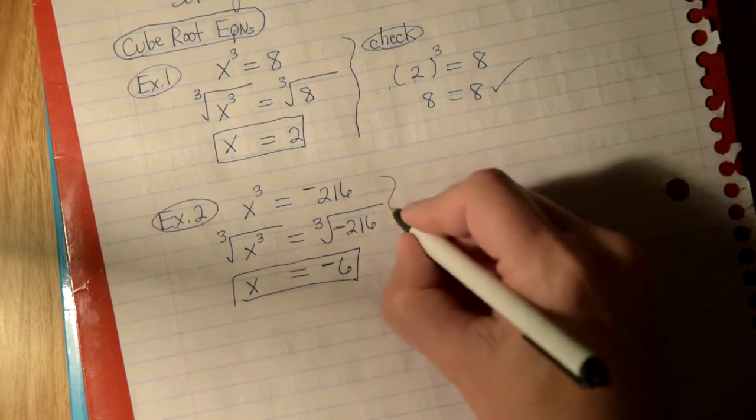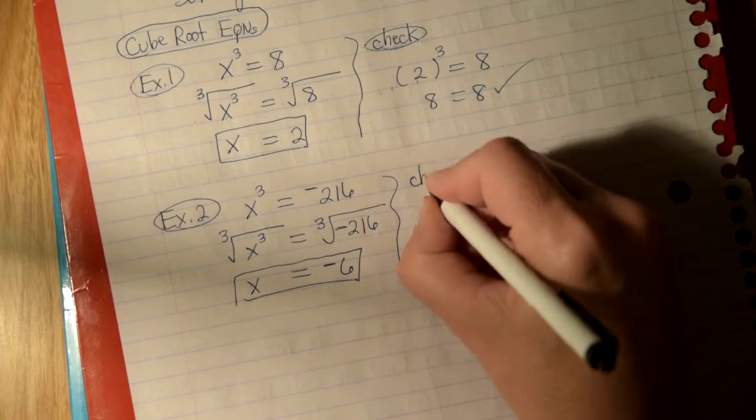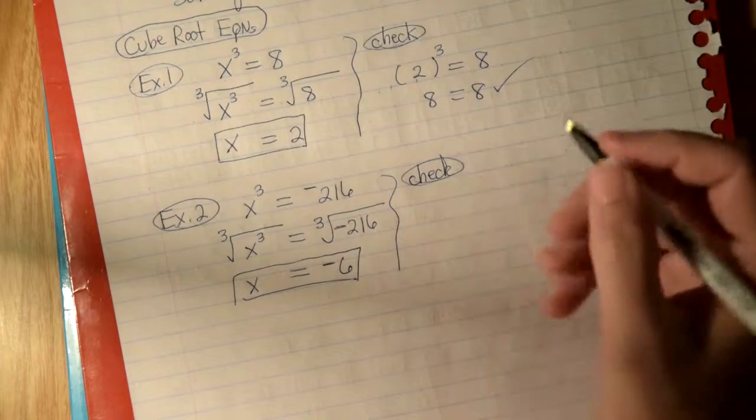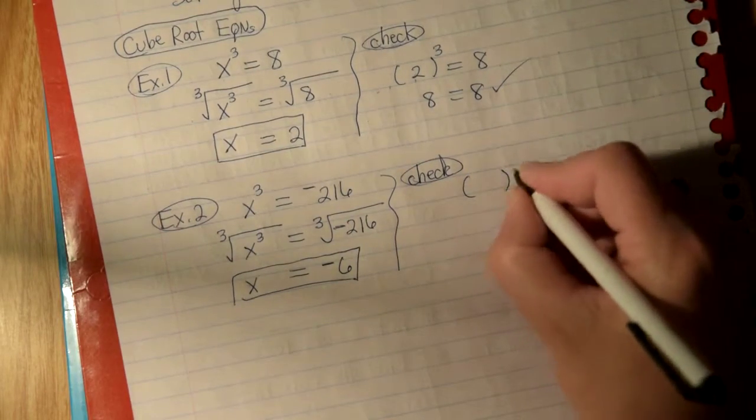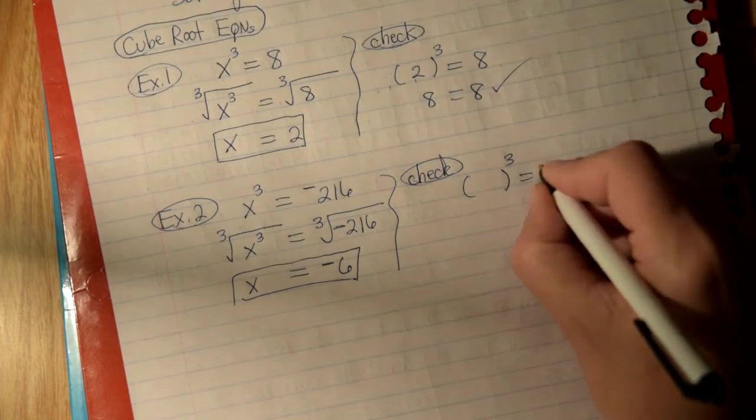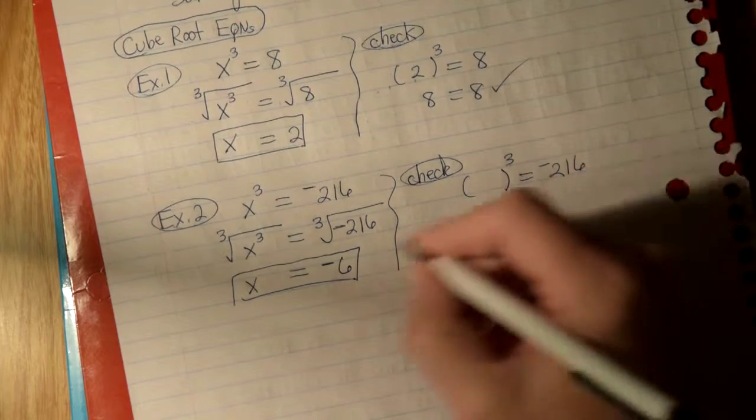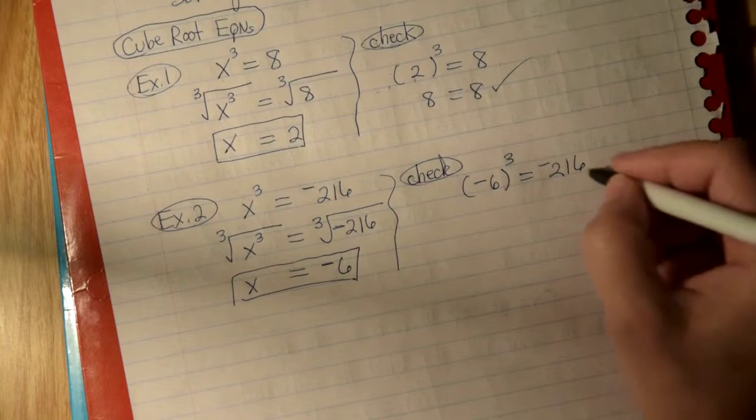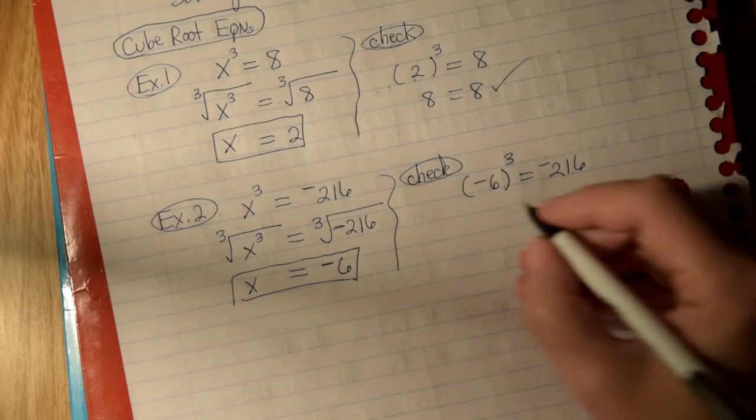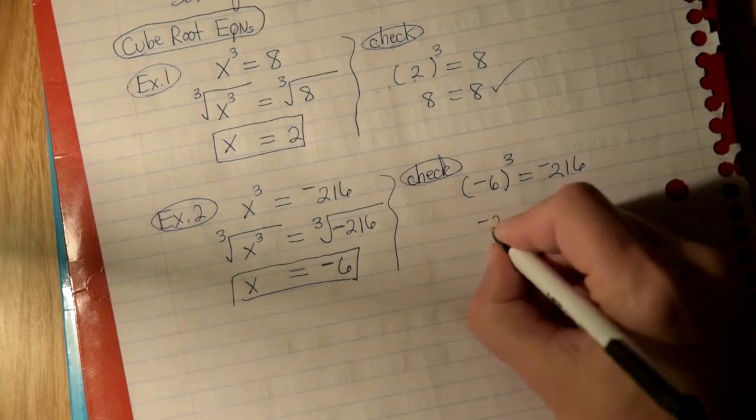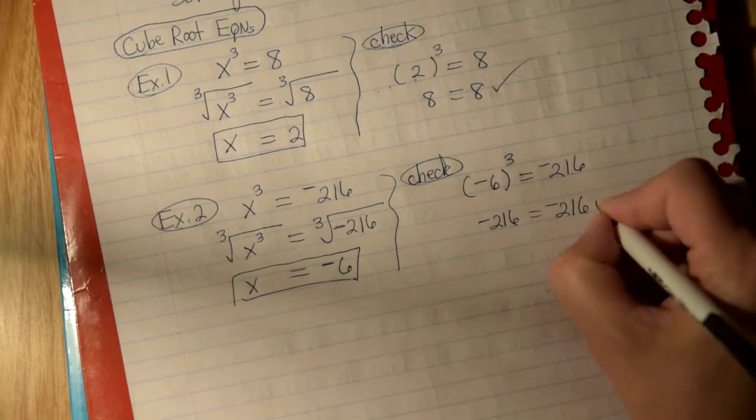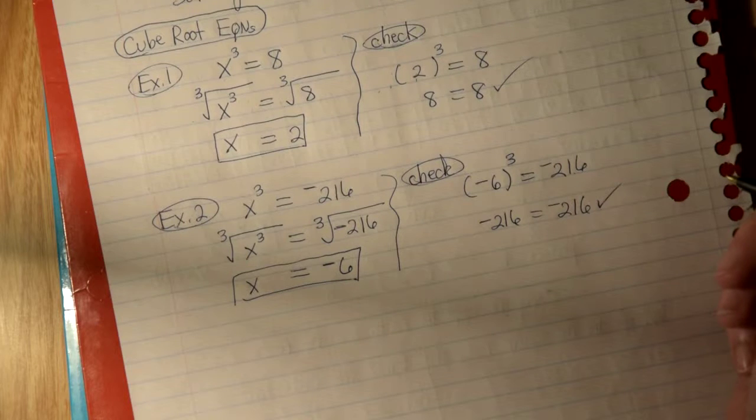Box or circle the answer, check. Go back to the original equation, put a parenthesis where the x was, plug in your answer, and then look at it and make sure that negative 6 cubed is negative 216, and you can check the chart. It does work out. Negative 216 equals negative 216.